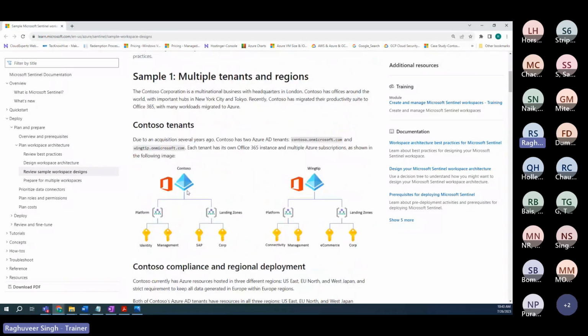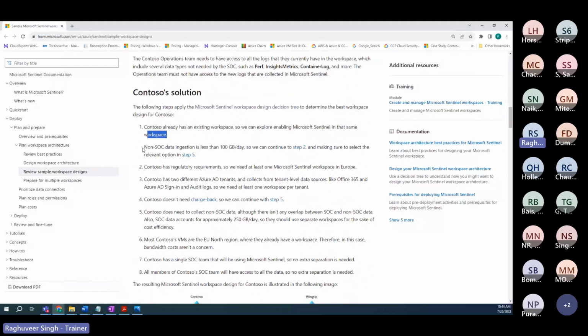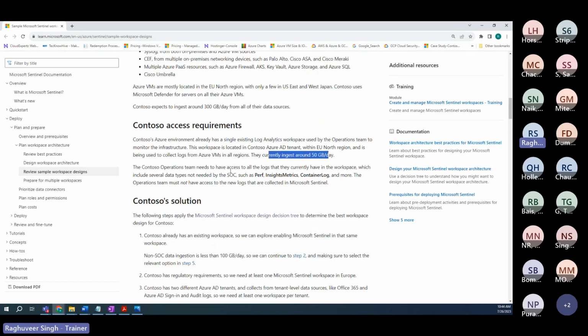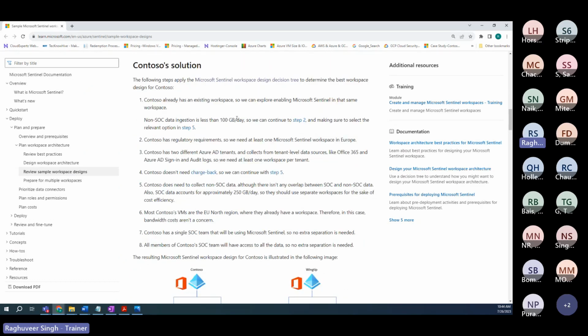Sentinel, they will enable in the same workspace in the Contoso. And non-SOC data ingestion is less than 100 GB per day. So we can continue to step 2 because their current ingestion is 50 GB per day. You can see here, so they can move to step number 2. Okay.